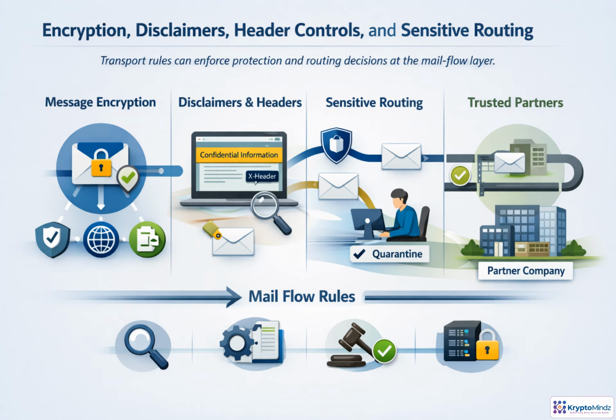Those same transport rules can also make protection decisions as mail moves through Exchange Online. An external message with a confidential label can trigger Microsoft Purview message encryption. A partner domain can route through an approved connector. A missing trusted header can be tagged, rejected, journaled, or sent for review. Disclaimers and banners should be used selectively, because too many warnings become background noise. The goal is to turn sensitivity, recipients, headers, and content into consistent actions before mail reaches its destination.